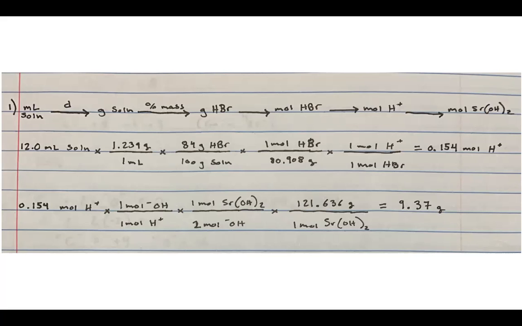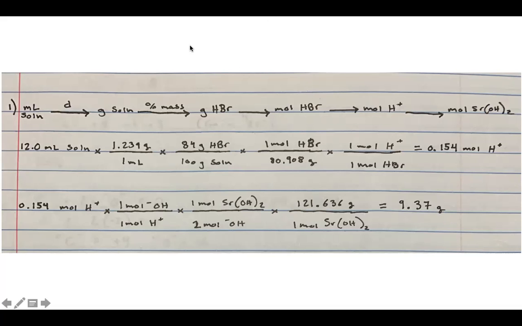Okay, so after talking about the units, let's look at the actual numbers, right? We were told that we have 12 milliliters of our solution, and that the solution is 1.239 grams per milliliter. So that's how many grams of solution we have. But we don't care about our solution, we care about HBr. So if the solution is 84% HBr by mass, that means in 100 grams of solution, we have 84 grams of HBr. That's how I got that next conversion factor. Now that we have grams of HBr, I want to convert to moles. So 1 mole of HBr is a little bit over 80 grams, right?